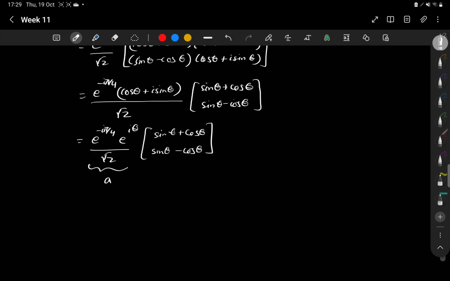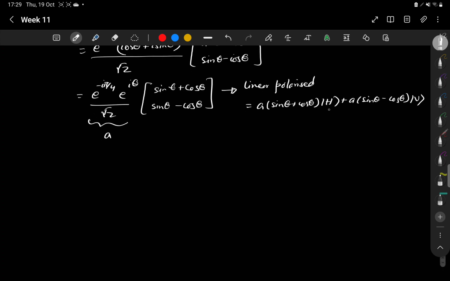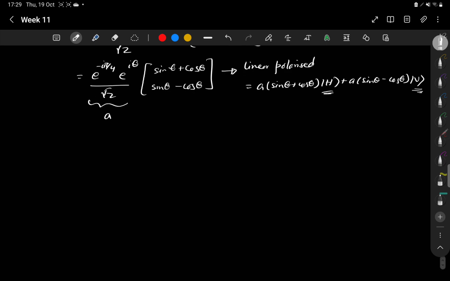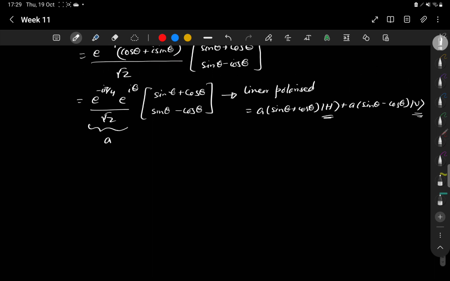And this is just some constant a, and this output is linearly polarized. Why? Because you see that this is nothing but a times (sin theta plus cos theta) H plus a times (sin theta minus cos theta) V. And there is no phase difference between H and V. They are in phase. There is no additional imaginary term. So that's why this is linearly polarized.